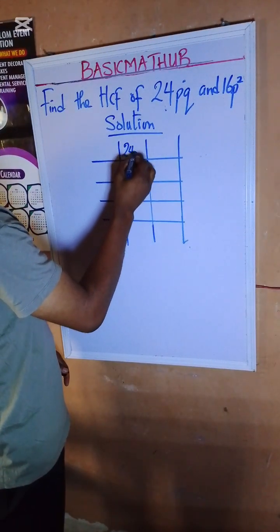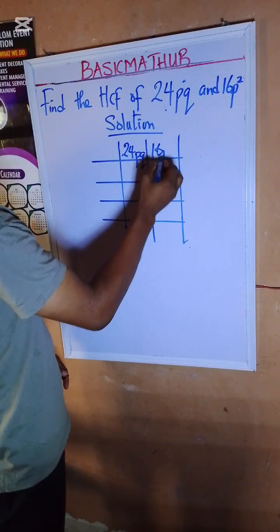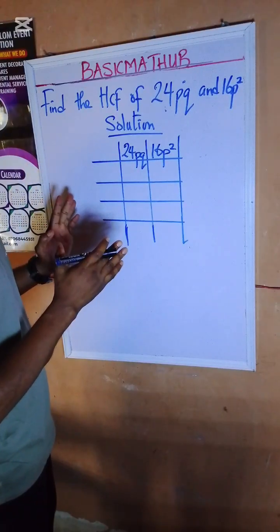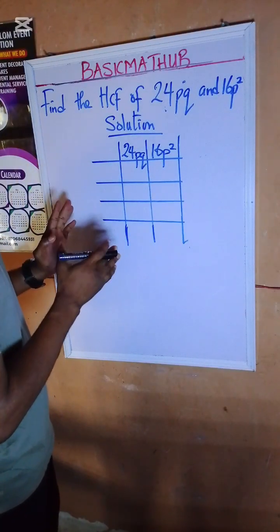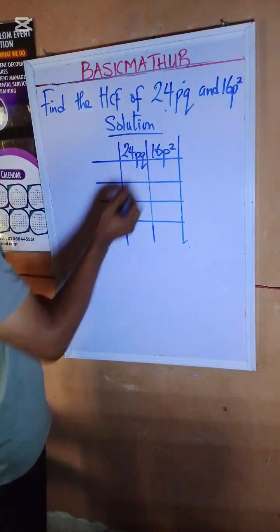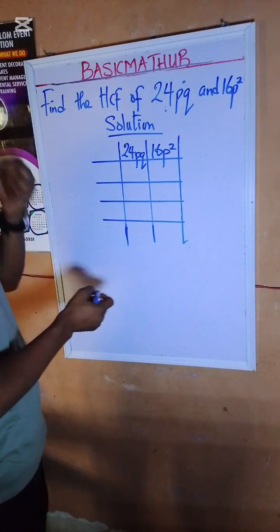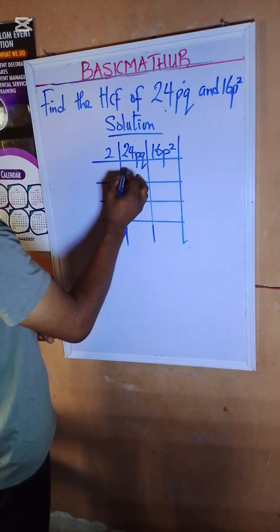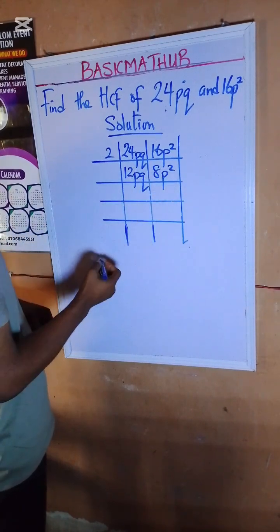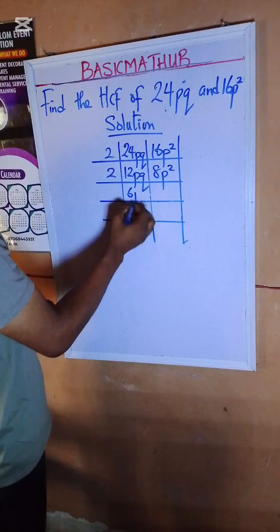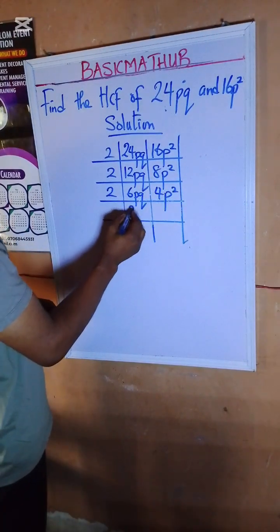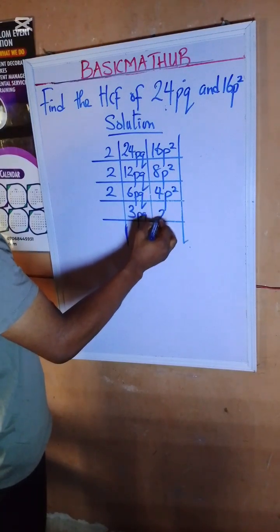Find the HCF of 24PQ and 16P squared. Don't forget that when you are dealing with HCF, the prime factors you are going to use must be common factors of both numbers. So I suggest we deal with the numbers first. Let's take into cognizance 24 and 16. 2 we do, so that we have 12PQ and 8P squared. The numbers again, 2 we do, that's going to be 6PQ and 4P squared. 2 we go again, so that's 3PQ and 2P squared.